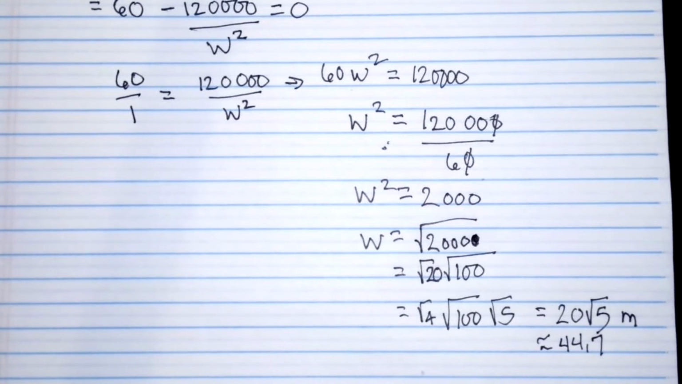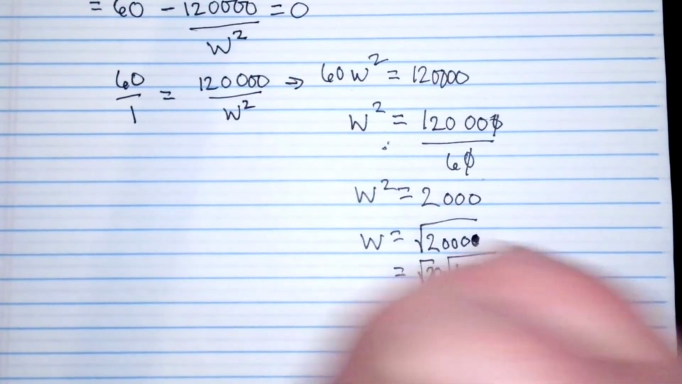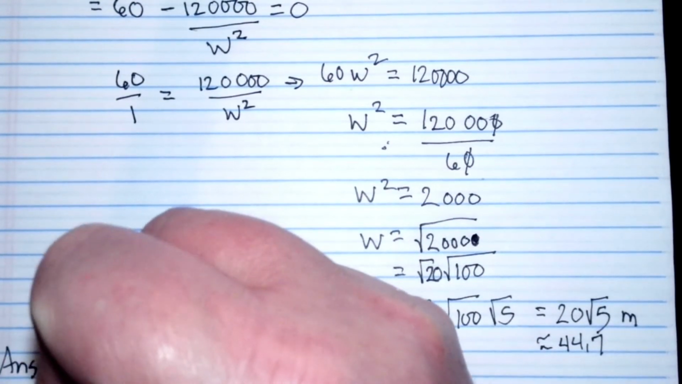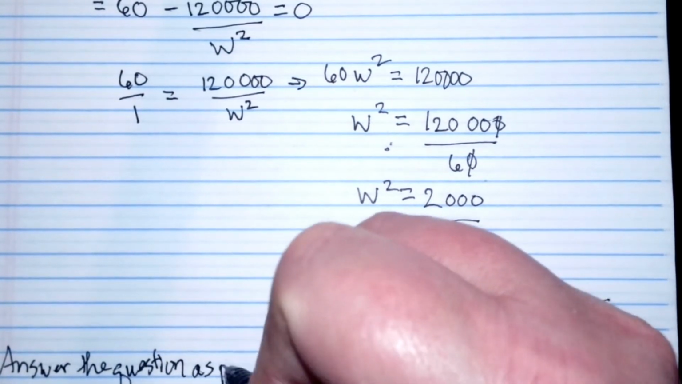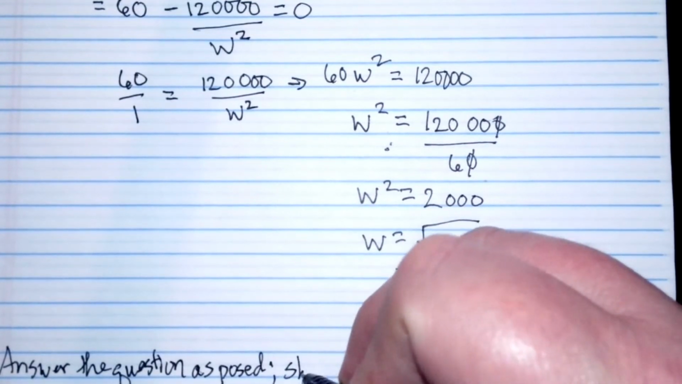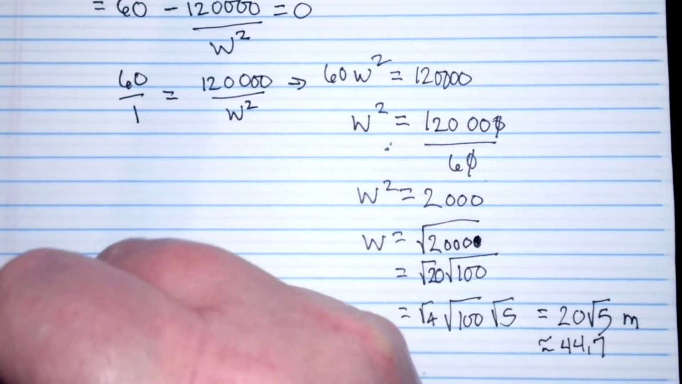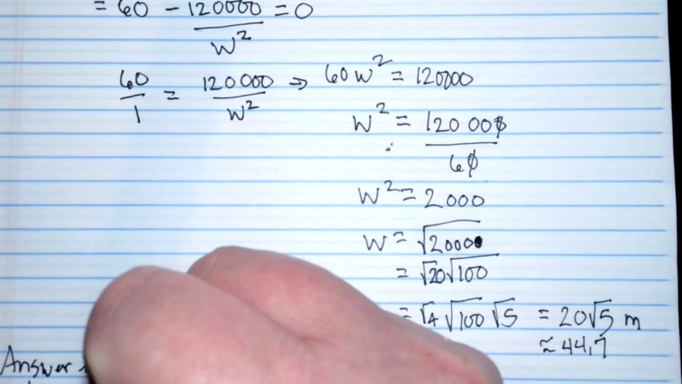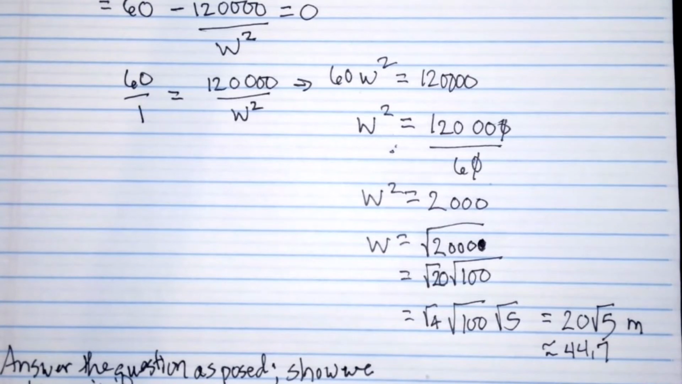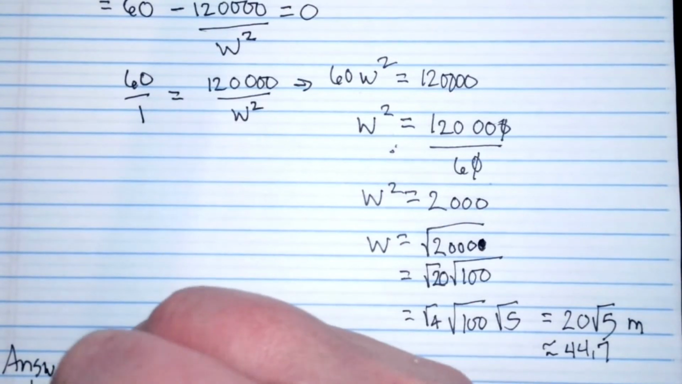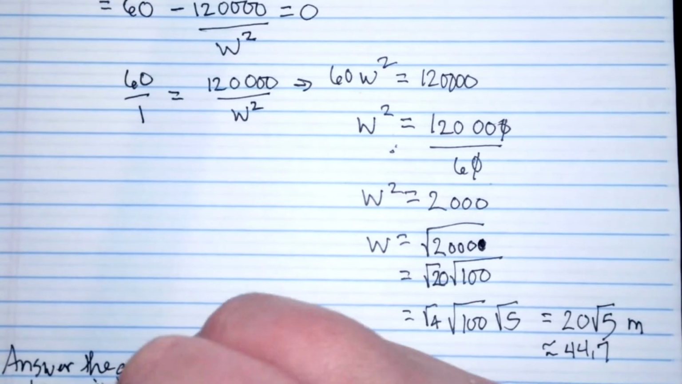Alright. The last thing we need to do is answer the question as originally posed and show we get, in this case, a minimum. Alright, so the question was, find the outside dimensions that minimize the cost. So we know the width, now we need to find the length. So the length is 6,000 over W.